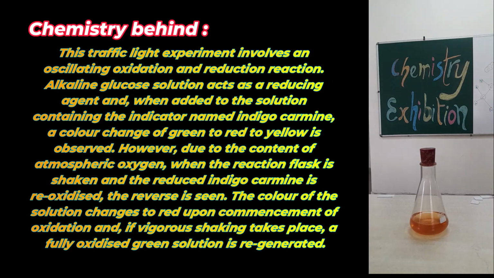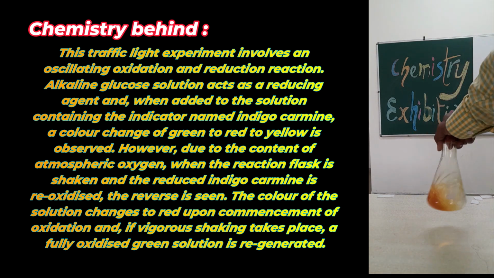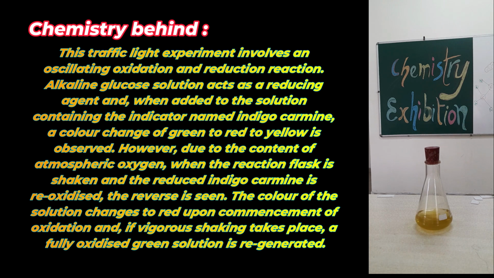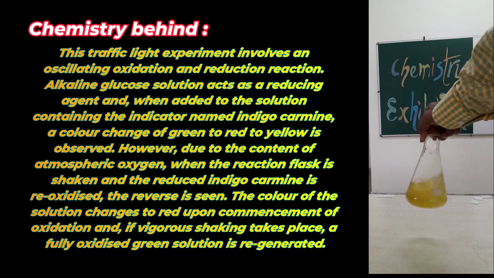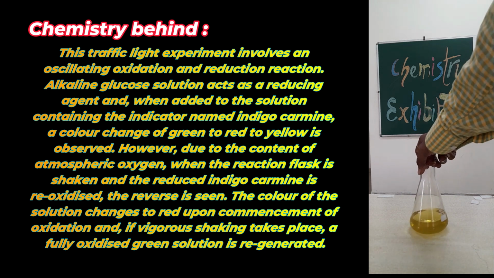The chemistry behind this traffic light experiment involves an oscillating oxidation and reduction reaction. Alkaline glucose solution acts as a reducing agent, and when added to the solution containing the indicator named indigo carmine, a color change of green to red to yellow is observed.